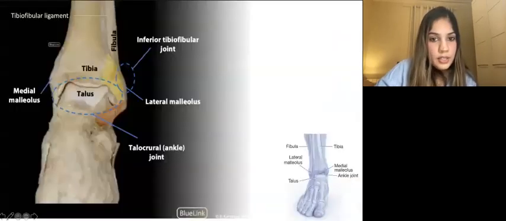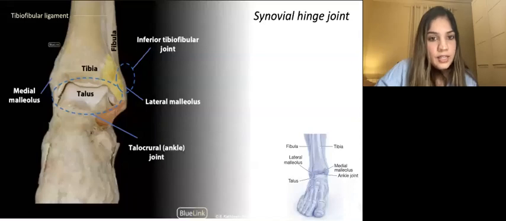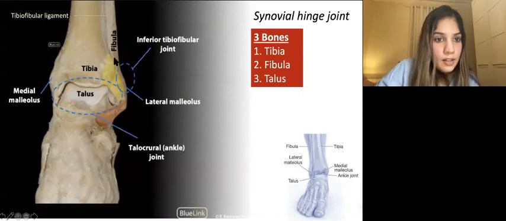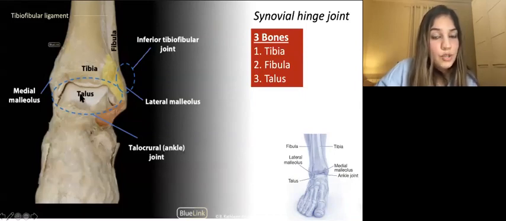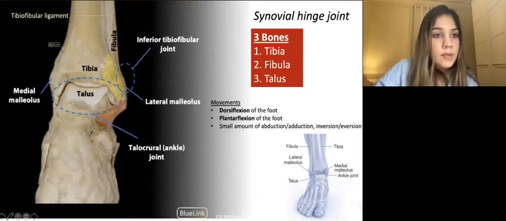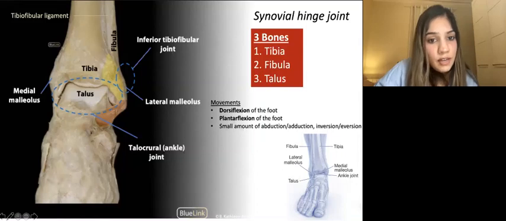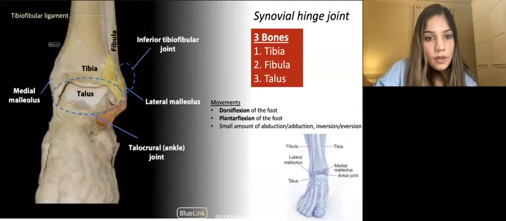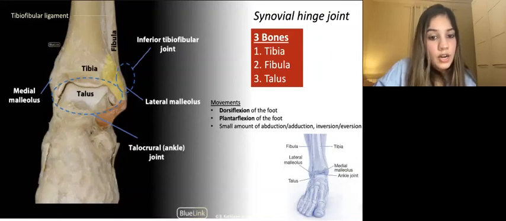So, the ankle joint. The ankle is a synovial hinge joint, and it's formed by three bones: the tibia, the fibula, and the talus, which is one of the bones of the feet. Movements of the ankle: it can dorsiflex, so flex upwards. It can plantar flex, go downwards, and it has a small amount of abduction and adduction, inversion and eversion.